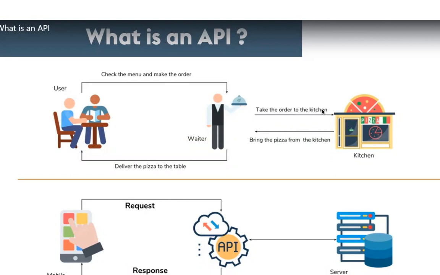Based on your request, he is going to prepare a response, right? That response he will give back to the waiter. The waiter brings the same response and delivers it to the customer. So here the waiter acts as an API. Understood? The communication happens between two different applications or two different systems. This we can call an API.